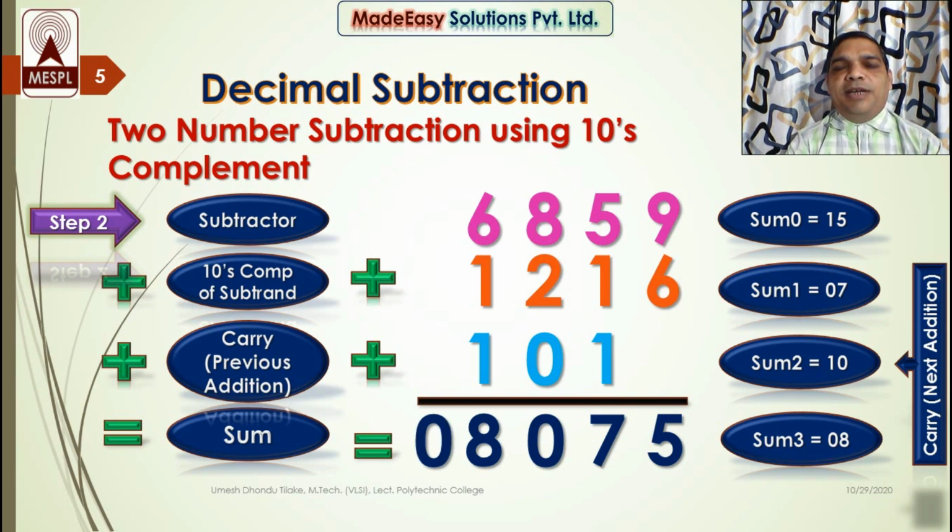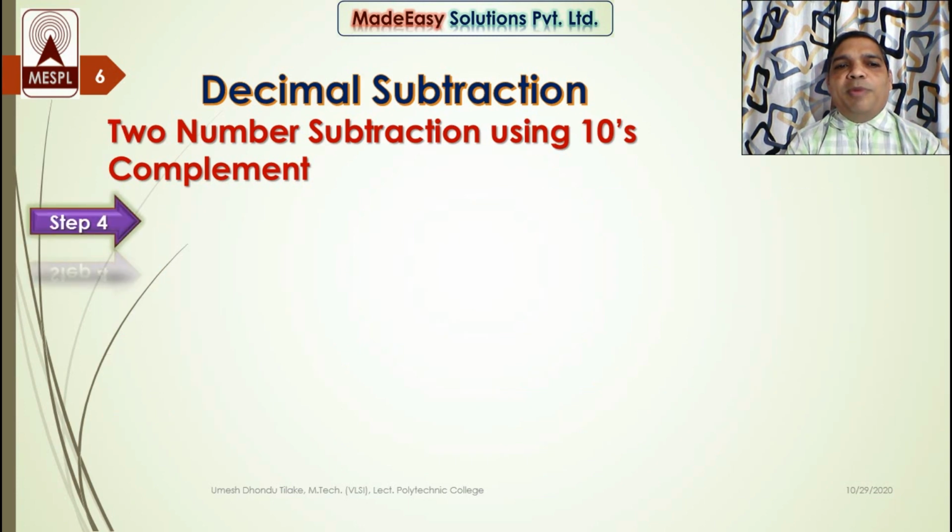Now check step 3. What does our step 3 say? Check the carry. So I have 0 carry. What does the 0 carry indicate? That the result we got is in 10's complement of the actual result. So what do we have to do? We have to find the 10's complement of the result we got in this step. So obtain the 10's complement of the result we got in step 3, in step 4.